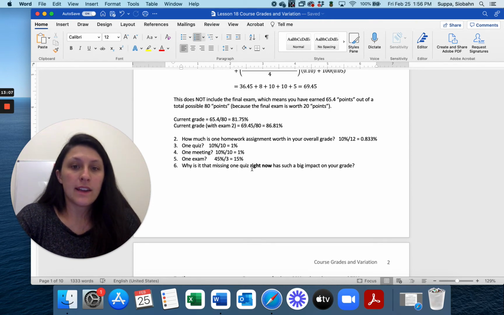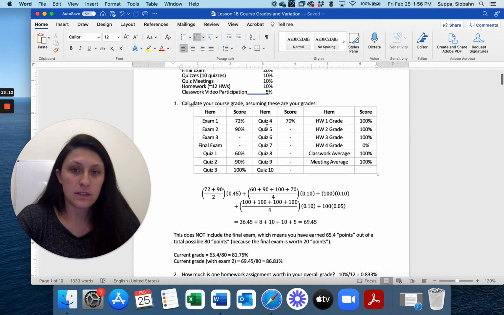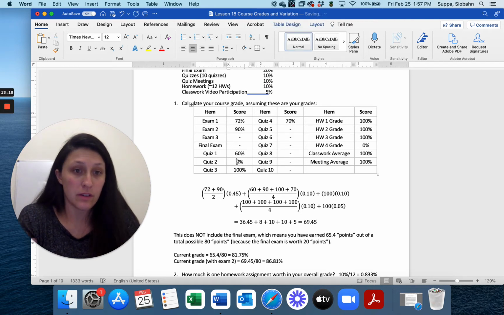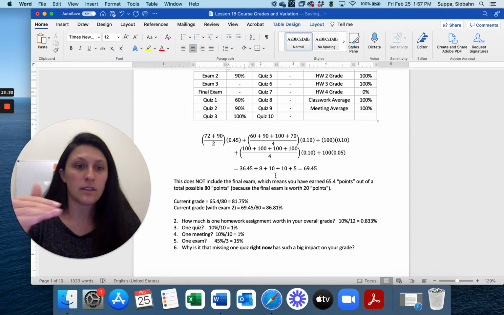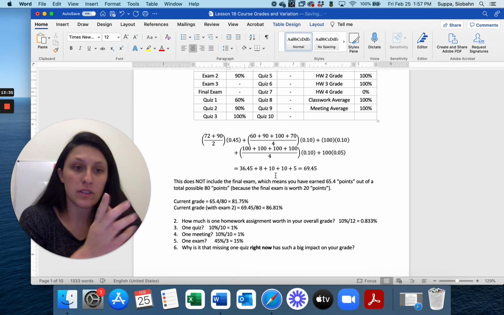And why is it right now that if you miss one quiz, it has such a big impact? Because we haven't had that many quizzes. So if we've only had 4 quizzes and one of these grades gets changed to a 0, like if you miss quiz 2 and you have a 0, then of course that has a bigger impact on your grade now because we only have 4 quizzes. But at the end of the semester, when you have all 10 quizzes, 1 quiz is not going to impact your grade as much. So the more quizzes you stack on, the less one bad quiz would impact your grade.